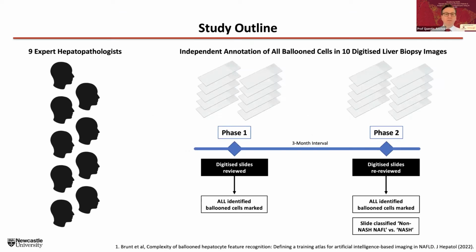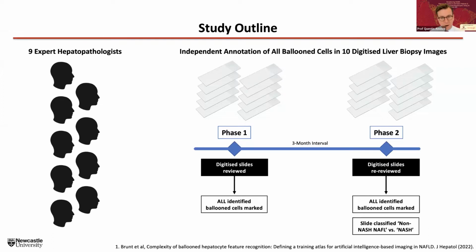What was the study? What did it involve? Well, 9 expert hepatopathologists reviewed 10 digitized liver biopsies. And what we asked them to do was to circle each individual cell that they considered to be a balloon cell. So this was done independently, 9 pathologists independently reviewing 10 digital histology images and independently selecting which individual cells they considered to be ballooned.